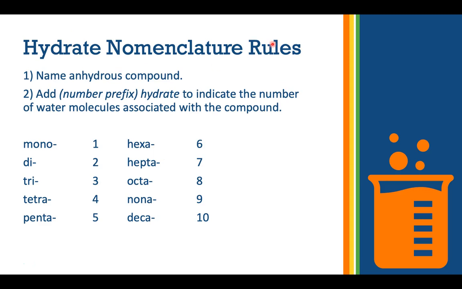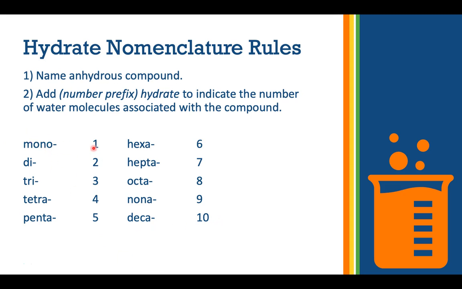Hydrates have nomenclature rules. We first name the anhydrous compound. Anhydrous means without water. Then we add a number prefix plus "hydrate" to indicate the number of water molecules associated with the compound. As you used in covalent nomenclature, we use mono to deca. Mono for 1, deca for 10.